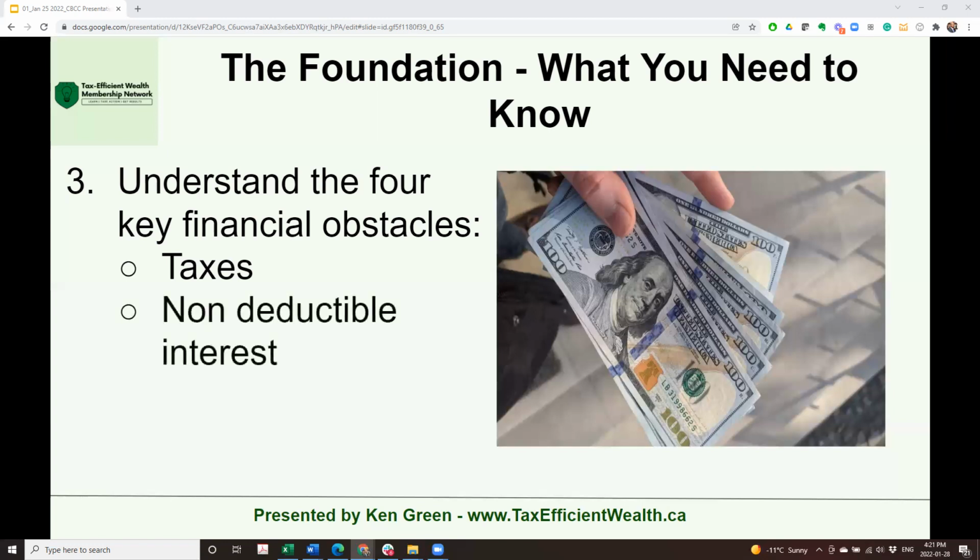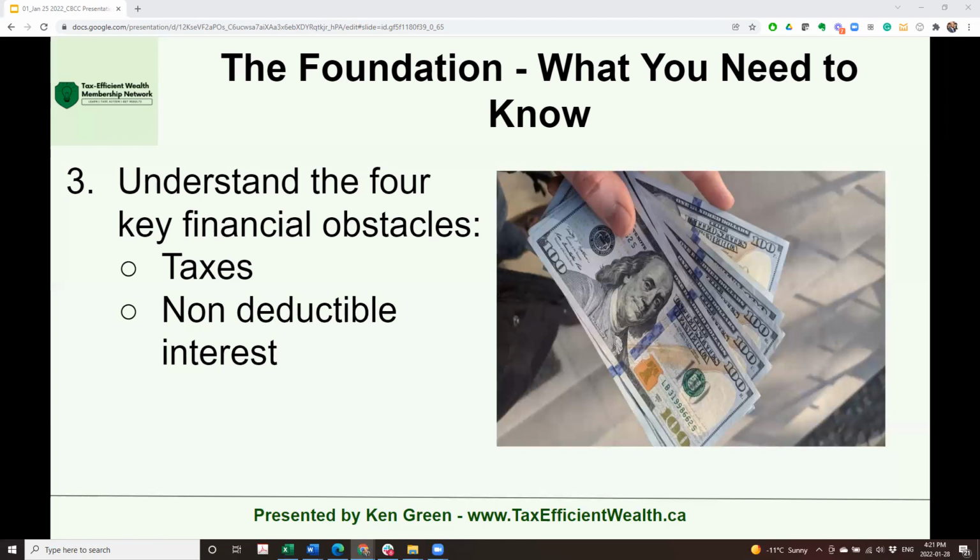The second one I want to talk about is non-deductible interest. With the rising cost of homes, our biggest asset is often our primary residence, particularly for those that own their homes. And that comes with a big mortgage. So next to taxes, the high mortgage payments that we make on our homes are a big cash drain. But more importantly, it is a big issue because the interest is not deductible for tax purposes.